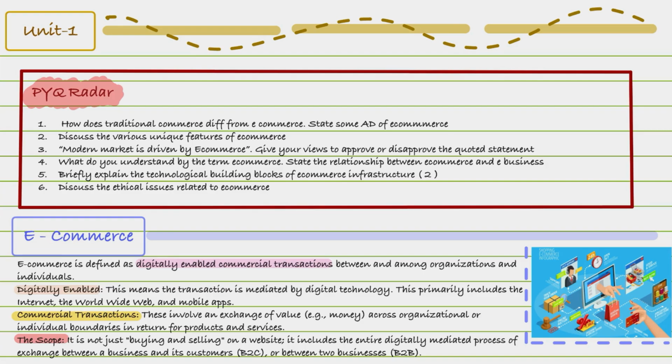And then we'll talk about what is the meaning of e-commerce and how exactly it is related to e-business. So we'll see the relation as well as the difference, which will be easy to remember with the comparison table. And then we'll talk about what are the major technological building blocks of e-commerce, right? And after talking about that, we'll discuss the ethical issues which are related to e-commerce.